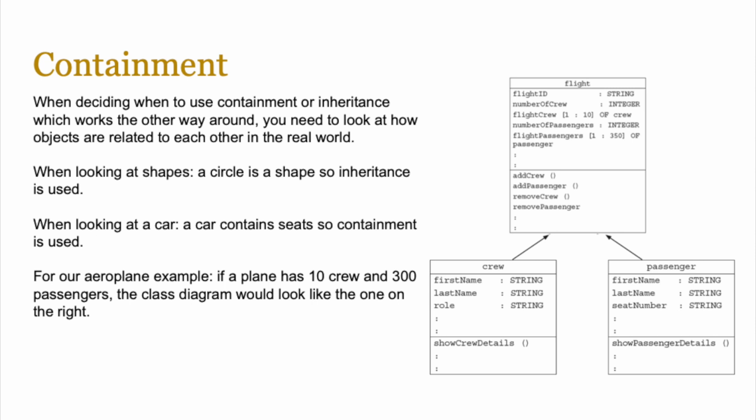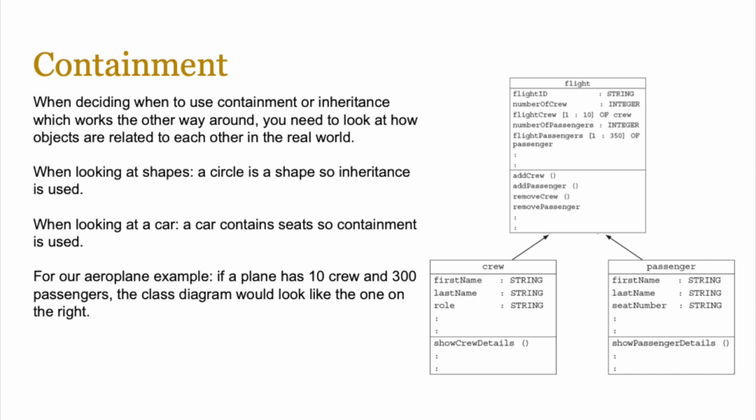Now flight, on the other hand, needs a flight ID, how many crew members it has, which in our case is going to be 10, and then an array of 10 crew members, which will be based on the crew class. The same goes for passenger. You will need an array of 300 based on the passenger class template. So the flight has some additional methods like add crew, add passenger, remove crew, remove passenger, which do not apply to the crew and passenger class.